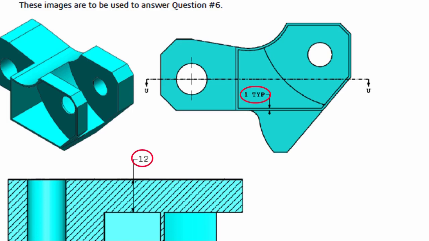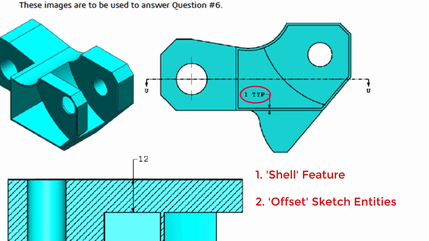So one other piece of advice or observation that I made is after the 1 millimeter dimension, there's a TYP. That means typical. Usually when taking a SolidWorks exam, when I see that, it means one of two things. It could potentially mean that I want to do a shell feature, which would give me a uniform wall thickness, or it could indicate that I'm going to be using the offset entities sketch feature. So one of those items are what we're going to be using.